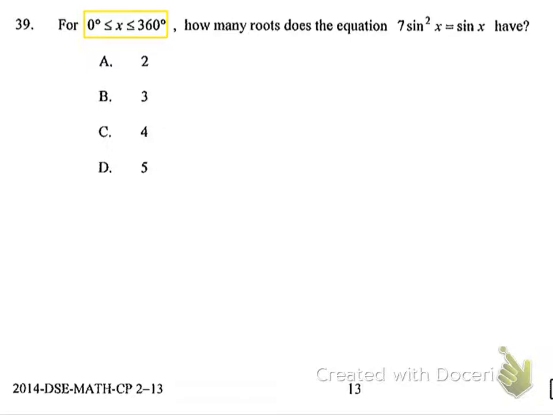7 sine square x is sine x. Now, there are two things I want you to pay attention to. Number one is the range. It seems that it is just trivial, x between 0 and 360, but we shall see later that it becomes a vital instrument in the solution to this question. And secondly, the thing not to do is not to cancel the sine x.